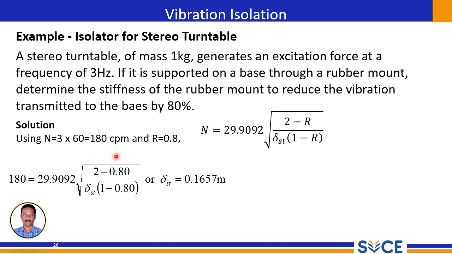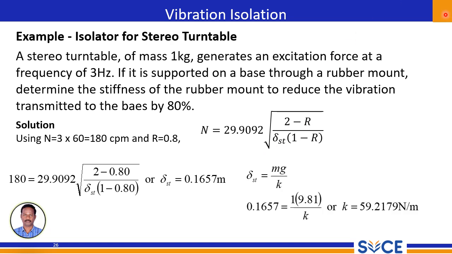Next, we need to calculate the required static deflection. For that purpose, we use the formula n equals 29.9092 times the square root of (2 minus r) divided by (delta static times (1 minus r)). From this, the only unknown is delta static. r is known, n is known, that is 180 CPM. We can substitute and find delta static is 0.1657 meter.